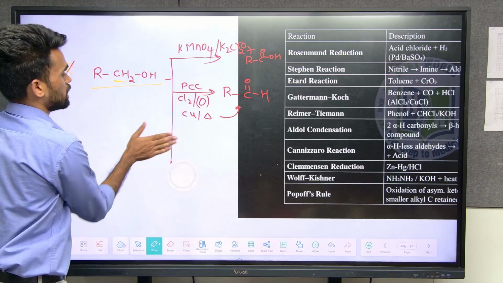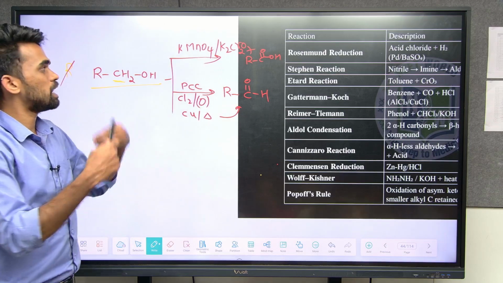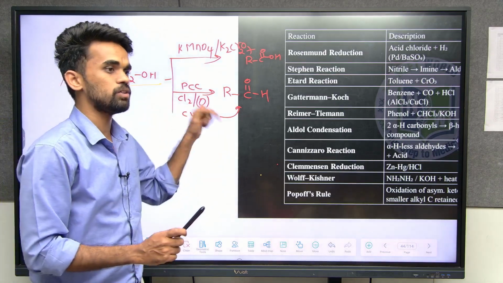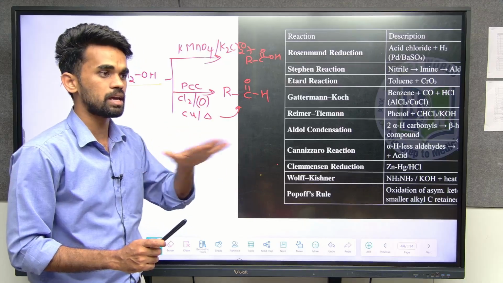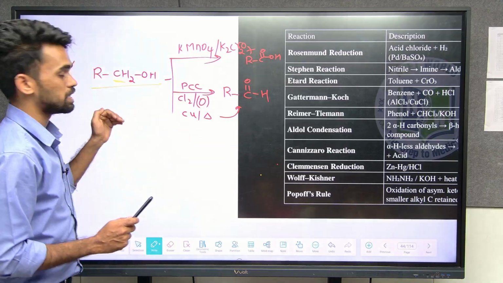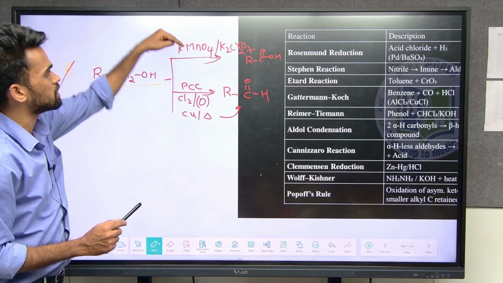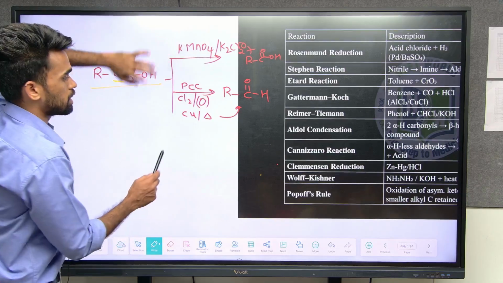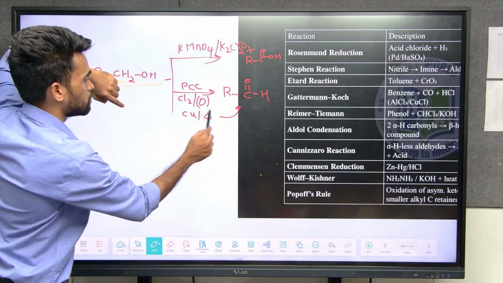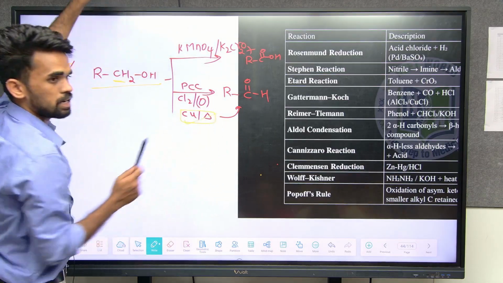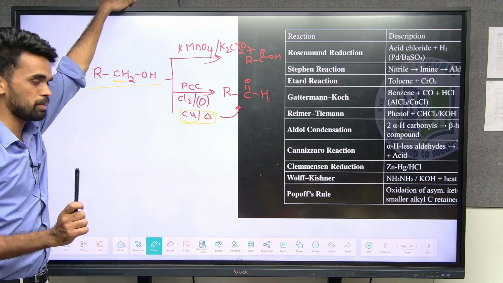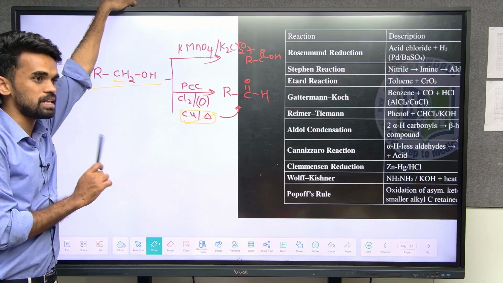Next, if I have secondary alcohol, with whatever oxidizing agent I use, that gives you ketones. Secondary alcohol always gives ketones. Next, tertiary alcohols show no reaction with this oxidizing agent but convert into alkene by dehydration using copper metal. Remember that. Okay, this is the table we have seen in the last session.